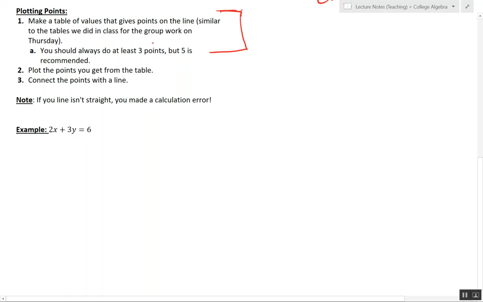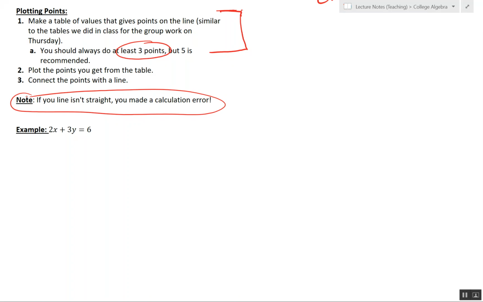I recommend at least 3 points because of this note right here. If your line isn't straight, you made a calculation error, but 2 points always make a straight line. So if you make 3 points and you made a calculation error, chances are that point is not going to lie on the same line as the other 2 points, and you can quickly check your work.